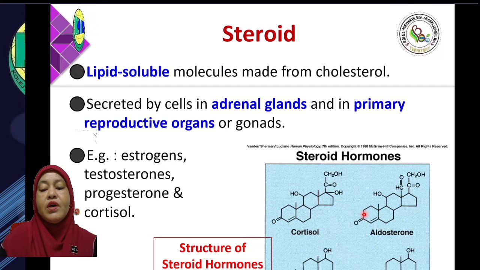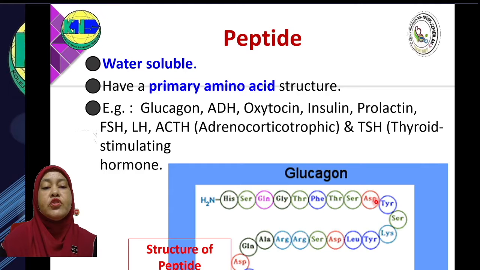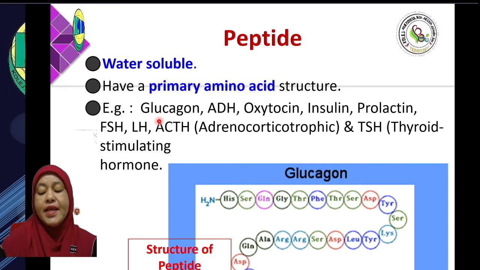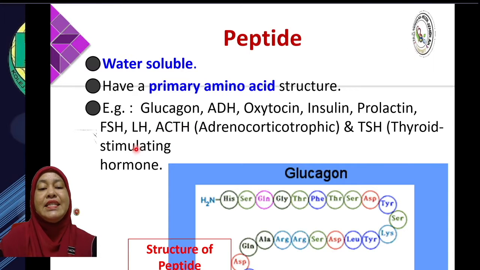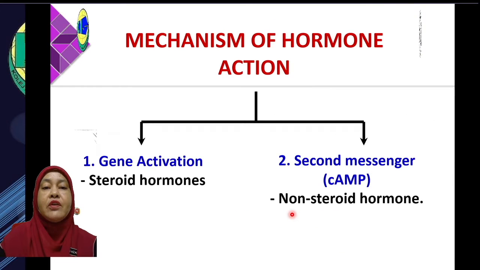Next, the third one is known as the peptide hormone. A peptide hormone is water soluble and has a primary amino acid structure. Examples are glucagon, ADH, oxytocin, insulin, prolactin, FSH, LH, ACTH, and TSH, thyroid stimulating hormone. These are the structures showing the peptide hormone.